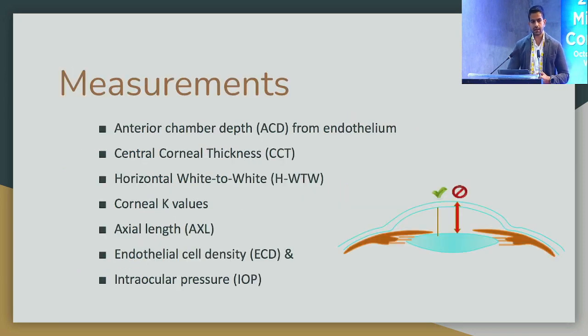So the measurements are very critical for the ICL surgery. The AC depth is very important. Now the AC depth has to be measured from the endothelium. Some topographies basically give the measurements from the epithelium. So make sure that the measurement is from the endothelium. Look for the central corneal thickness, the horizontal white to white, which I'll be covering in the next few slides, the corneal K values, the axial length, endothelial cell density, and the IOP.